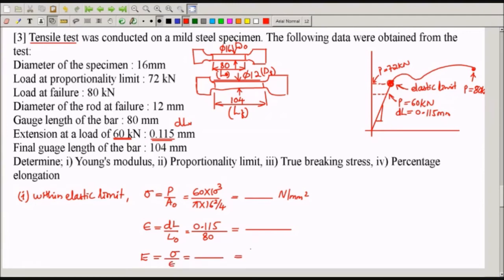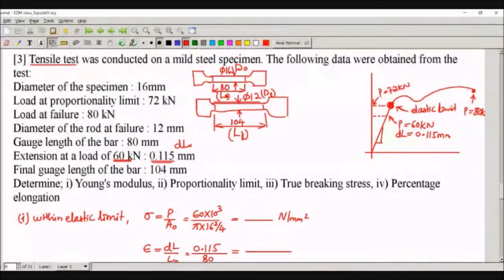We are supposed to get a value of 207.593 into 10 power 3 Newton per mm square, which is equal to 207.593 gigapascal. Next, we have to find out the proportionality limit.